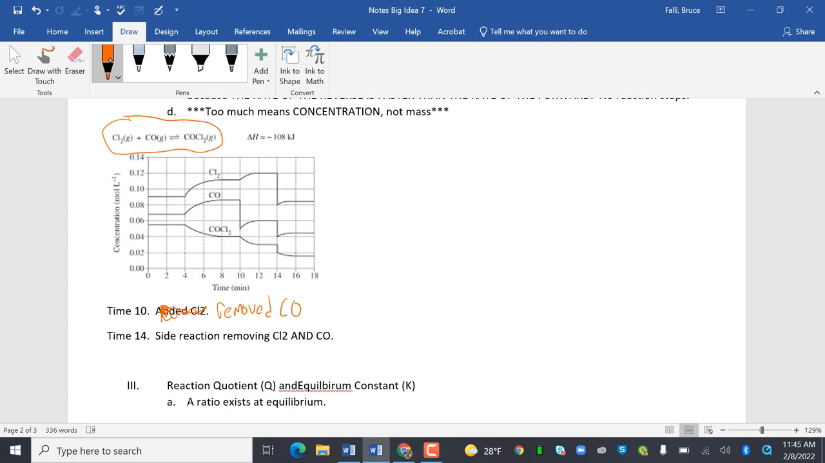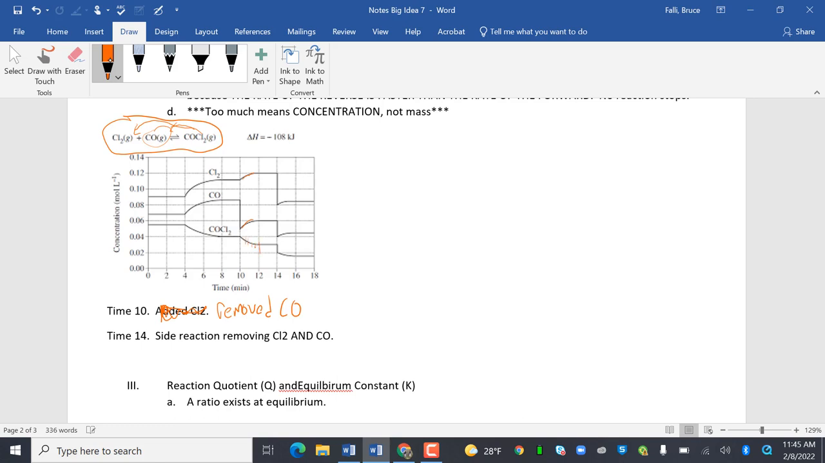Boom. Okay. And then what happens is CO starts coming back. And chlorine starts going up because, oh no, I'm out of CO. I'm going to shift to give that back. And when I do that, I'm going to make more CO2. Look, it's coming up. But I'm going to lose some of my CO, CO2.